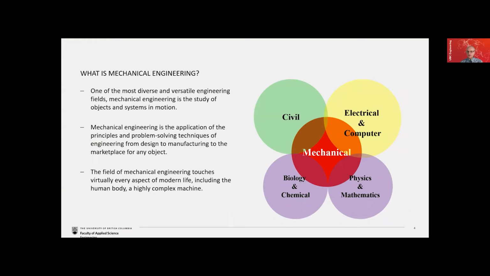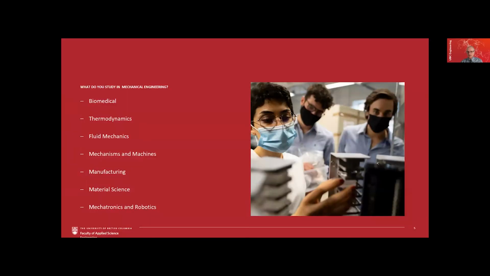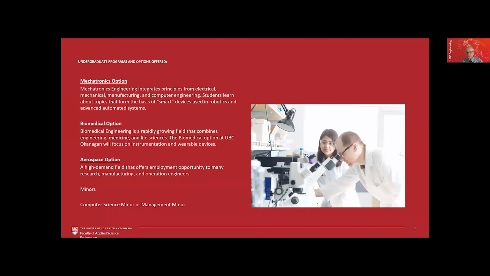We start with a simple diagram that indicates that mechanical engineering field overlaps quite substantially with other fields of knowledge, including civil engineering, electrical and computer, biology and chemical engineering, physics and mathematics. The field of mechanical engineering is very broad. And in our school, we're offering very many courses within this program that include biomedical, thermodynamics, fluid and mechanics, mechanisms and machines, manufacturing, material science, mechatronics, robotics, and very many other courses.